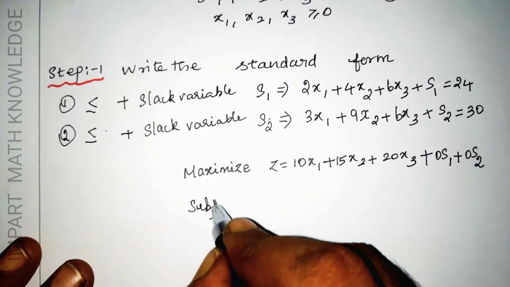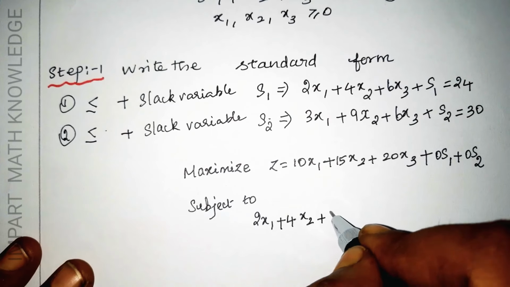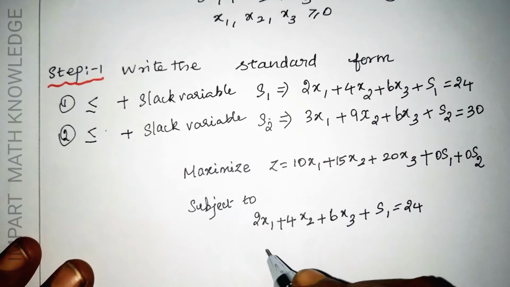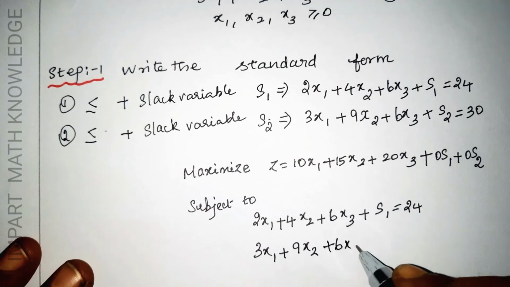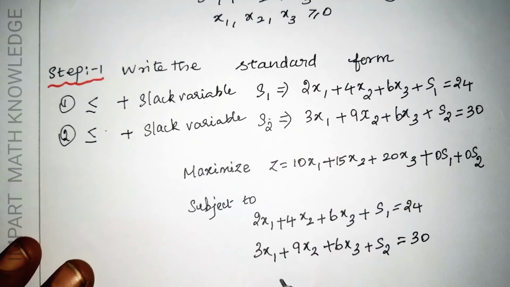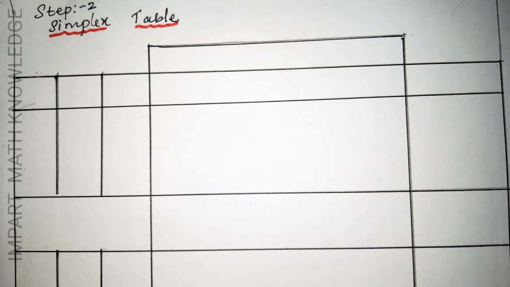Subject to 2x1 plus 4x2 plus 6x3 plus s1 is equal to 24, 3x1 plus 9x2 plus 6x3 plus s2 is equal to 30. The non-negativity condition is x1, x2, x3, s1, s2 greater than or equal to 0. Step 1 is over. We have to find the optimum value from the simplex table.